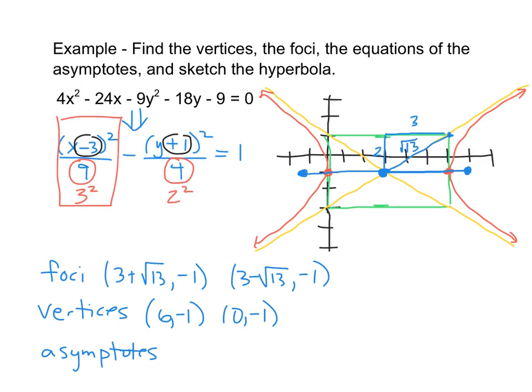triangle that we've already drawn the slope of this to be 2/3 and the slope of this to be -2/3. So our equations, y minus the y coordinate, which is -1, so y plus 1 equals 2/3 times x minus the x coordinate, which is 3. And the other y plus 1 equals -2/3 times x minus 3.